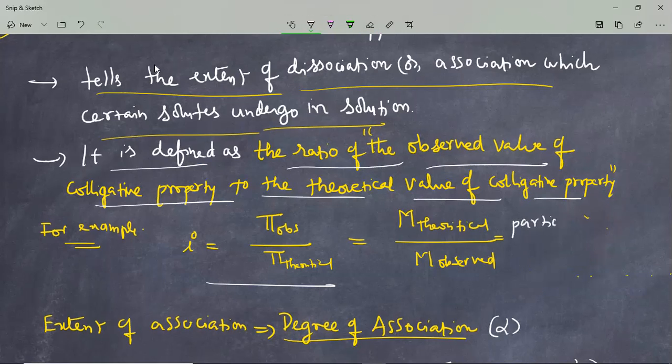First we can write it like this: particles after dissociation or association. Usually the number before is 1, and after association or dissociation it is different. This becomes equal to the Van 't Hoff factor. So the Van 't Hoff factor for any molecule we can easily calculate using this, right?